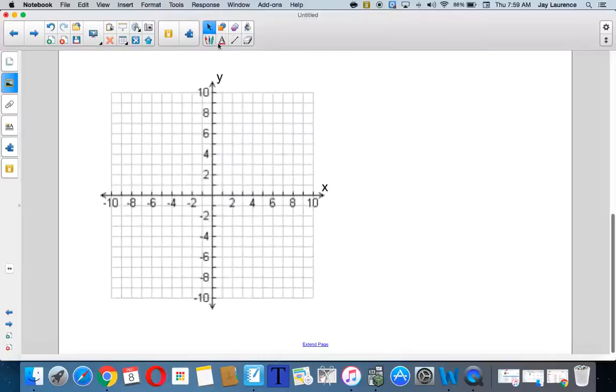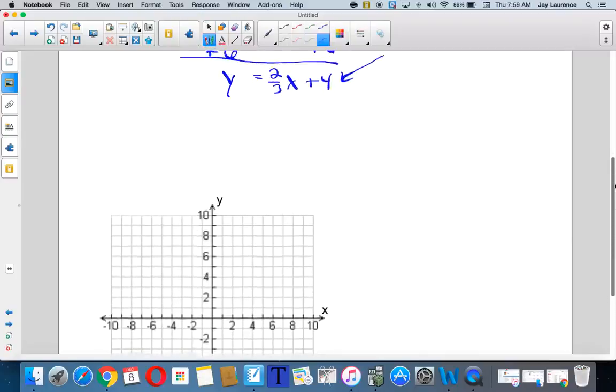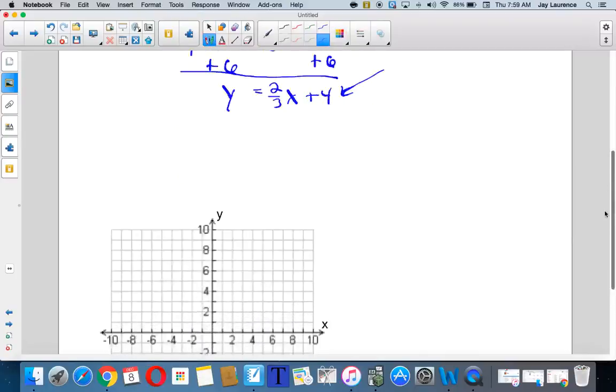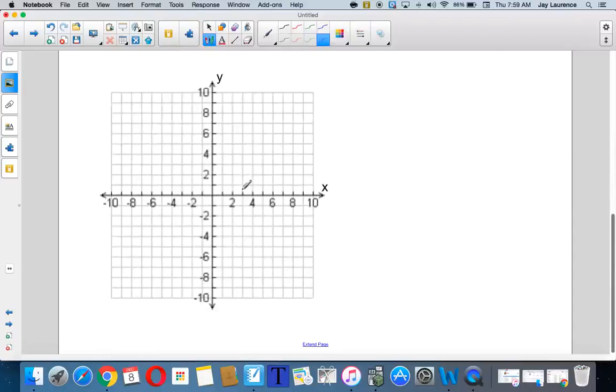Our point was (3, 6), I believe, right? Let me just double check that, because if I've got that wrong... Yep, (3, 6) was my point. So (3, 6) would be right there. And I believe my slope is 2/3. So rise 2, run 1, 2, 3. And rise 2, run 1, 2, 3. Now watch what happens when I draw this line. Look at that.